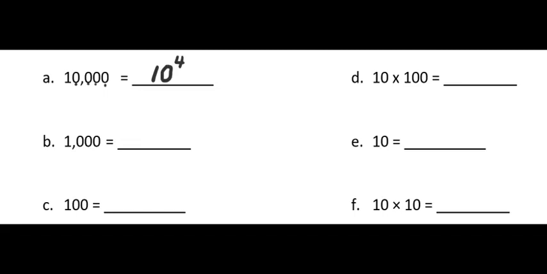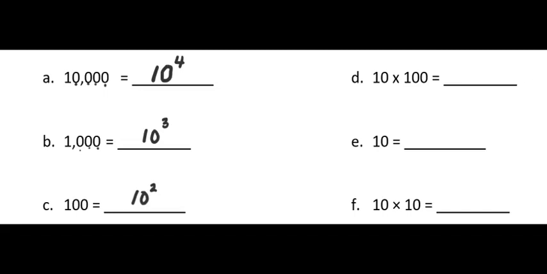In other words, 10 times 10 times 10 times 10 is 10,000, or I could say it's also 10 to the fourth power. Going down, I have 1,000. Well, there are 3 zeros, so I know my base is 10, and the exponent is 3. 1,000 is the same thing as 10 times 10 times 10. In problem C, I have 100, so I have the base of 10, an exponent of 2. 10 times 10 is 100.